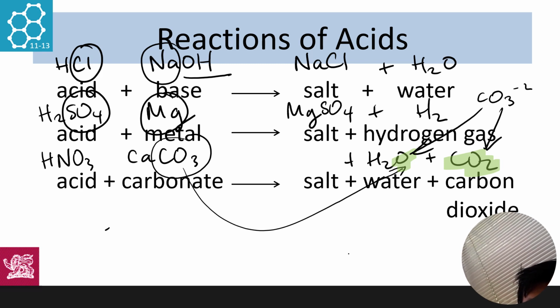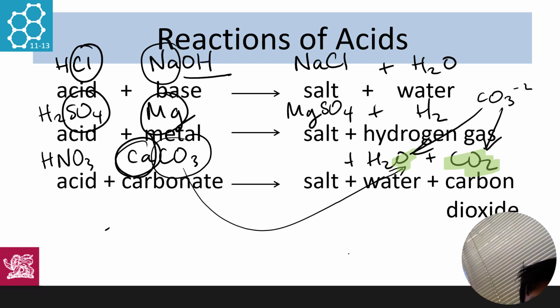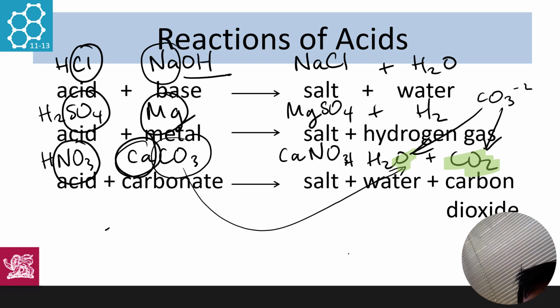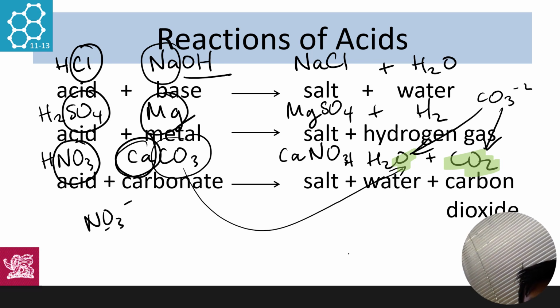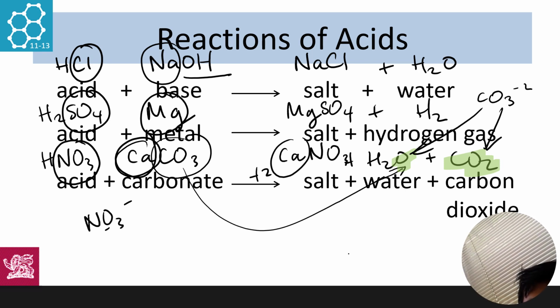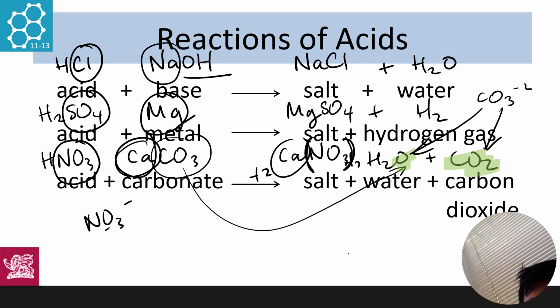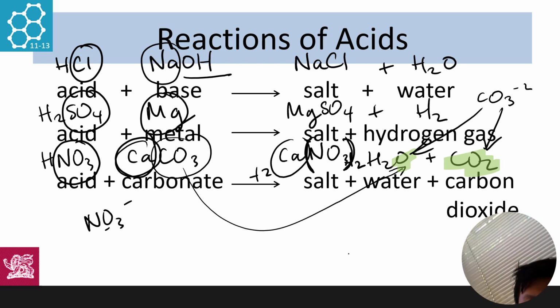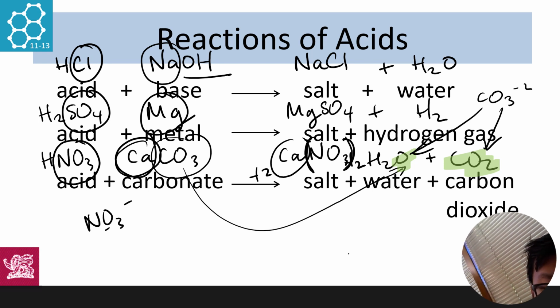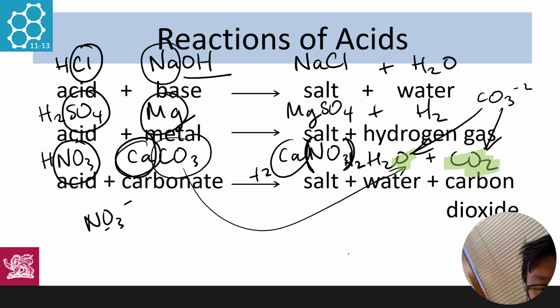And the salt will be the metal bit from the metal carbonate or metal hydrogen carbonate. And the non-metal part of the salt will be the bit that's not the proton of the acid. And because nitrates, NO3, are -1 and calcium is +2, we need 2 of these for a correct formula. There you go, there's an example for each. Emphasizing what is a salt.